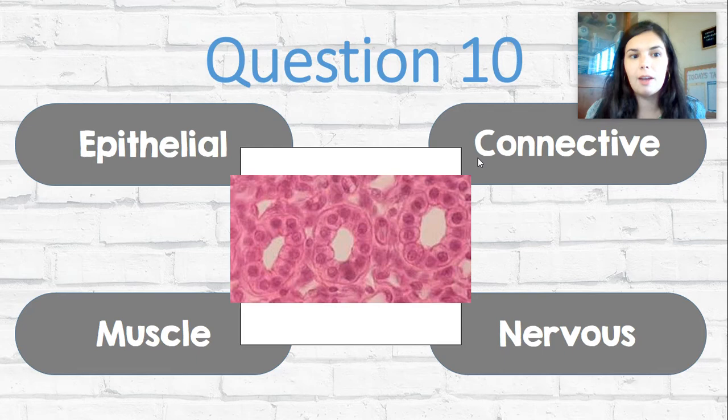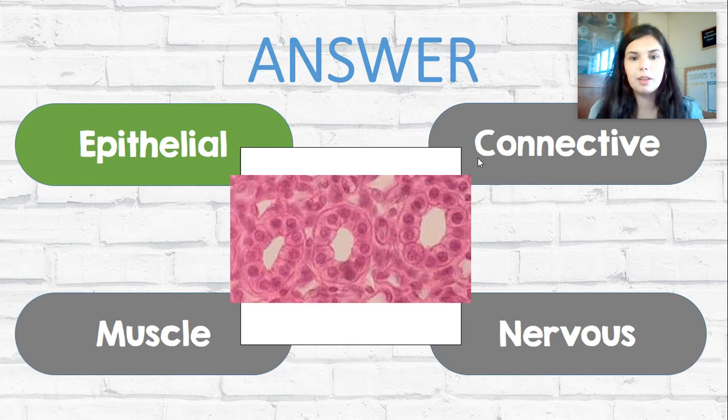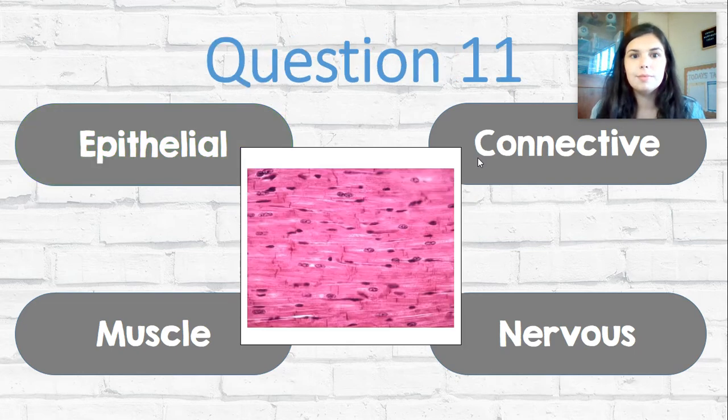Question number 10, we only have 5 more to go. Which type of tissue is this? Okay, everybody have an answer. Epithelial. Question 11, what type of tissue is this? Okay, again, look for defining features, things that stand out to you. Notice kind of what it looks like and what it doesn't look like, and just narrow it down.